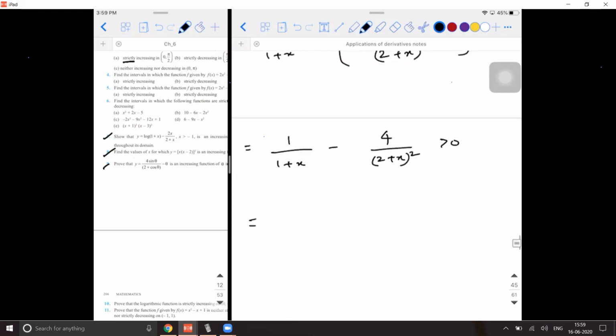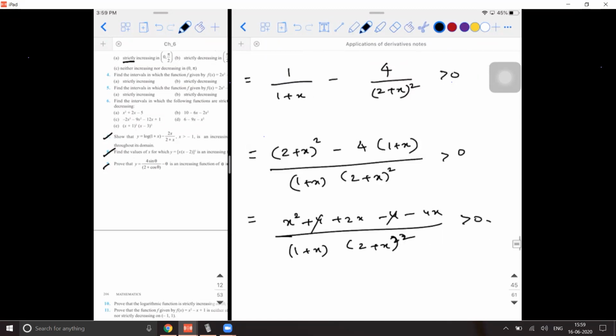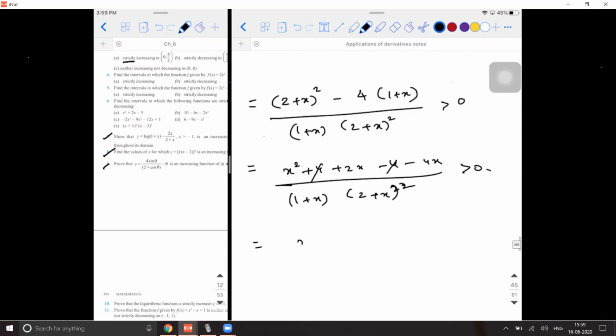Right. So if that is the case, I will take it like this. Can we take the LCM and then do it? 2 plus x the whole square minus 4 into 1 plus x divided by 1 plus x into 2 plus x the whole square. So this is what we need to prove, that it is greater than 0. So it is going to be x square plus 4 plus 2x minus 4 minus 4x divided by 1 plus x into 2 plus x the whole square, greater than 0. So what gets cancelled? This is gone. So you will have x square minus 2x divided by 1 plus x into 2 plus x the whole square.